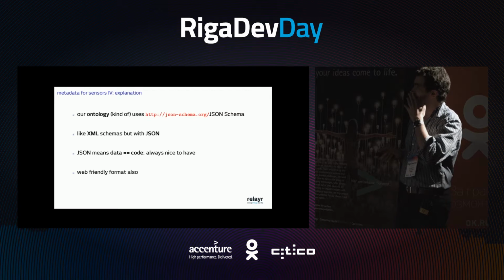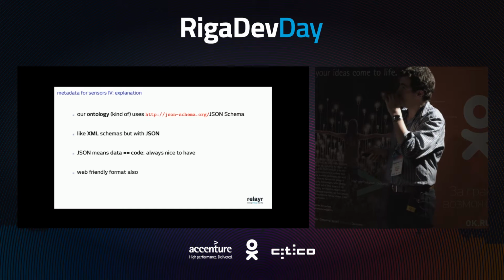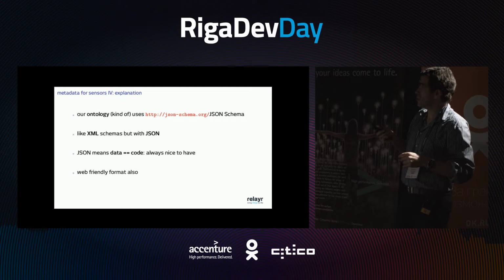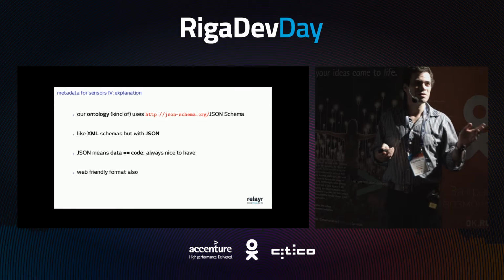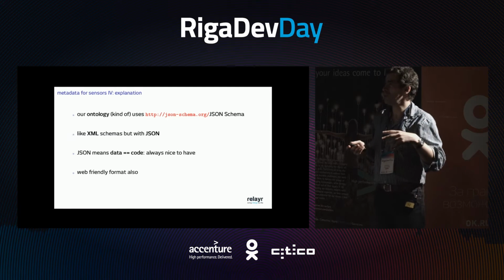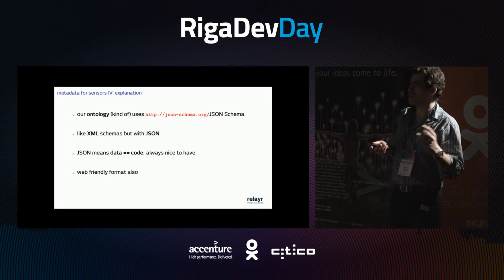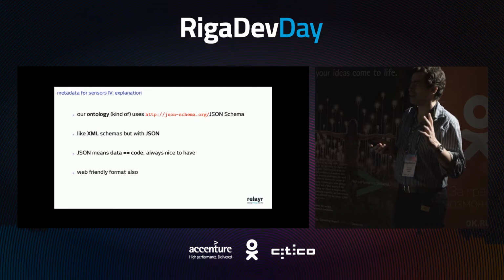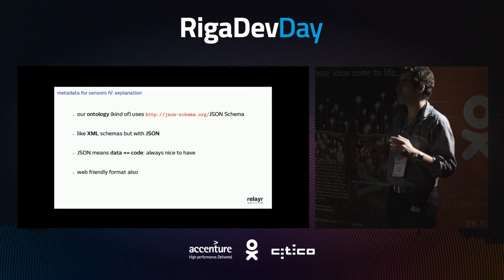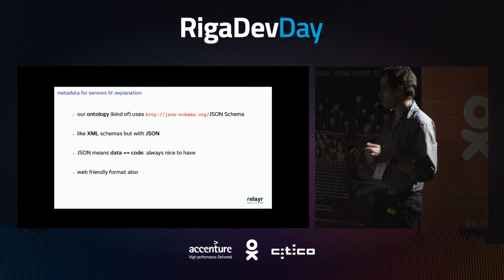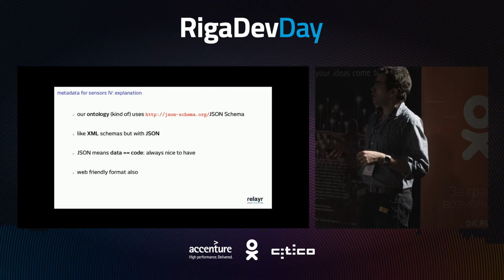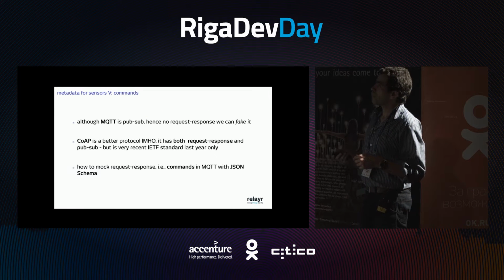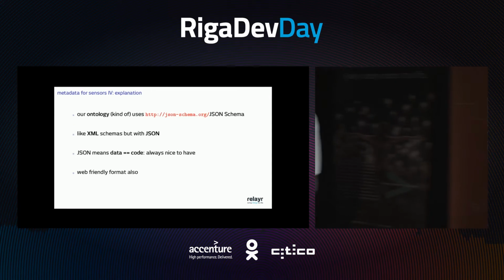So our ontology uses this HTTP JSON schema. JSON schema is a thing that was inspired by the XML, but without the XML, it uses JSON. And since it's JSON, it means it's JavaScript, so it's data, but it's also code, which is always nice to have. And it's a web-friendly format. So I'll show you now an example of this in action.